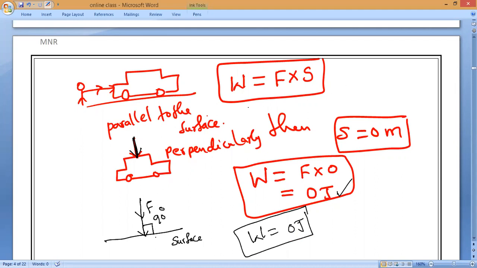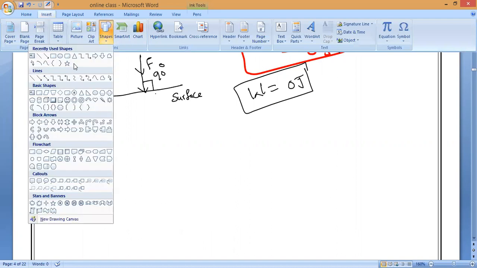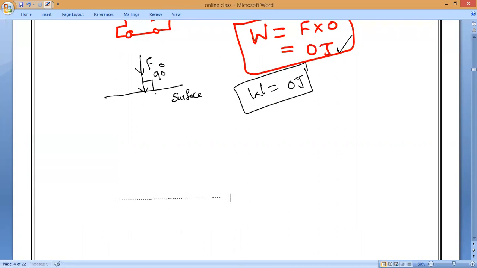Now, if I apply the force parallel to the surface, what is the formula, everybody? Work done is equal to force into displacement. Now, in mathematics, you all know the triangle. Do you all know the triangle? How many of you know it? I want the response from you all. Have you studied the triangle? How many parts will be there? Three parts will be there.